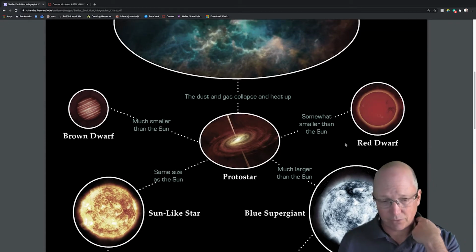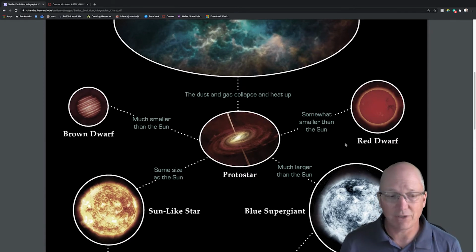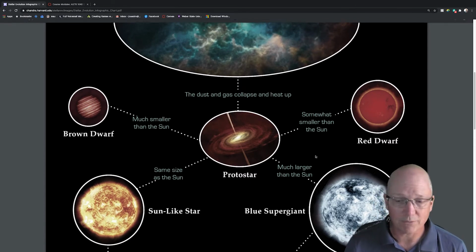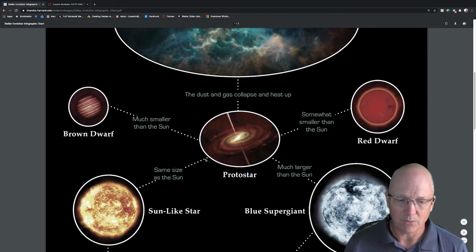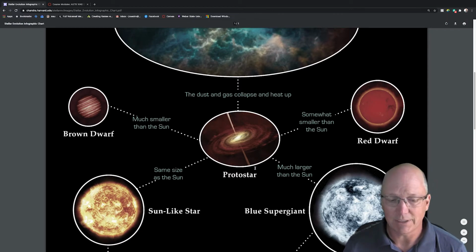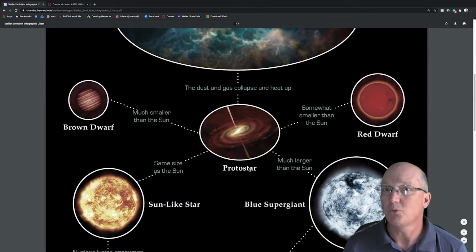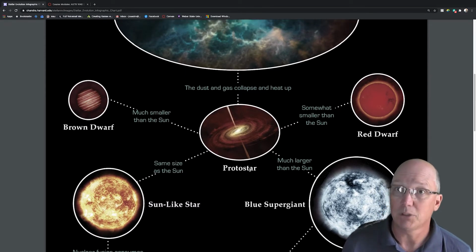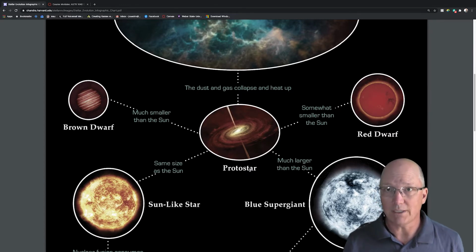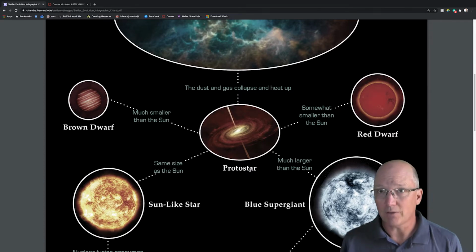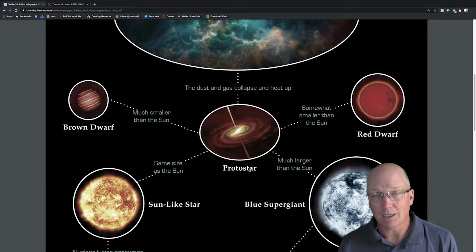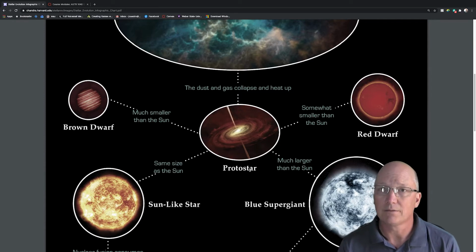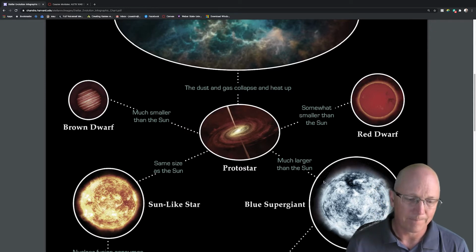of this protostar. So if you happen to be a mass much smaller than the sun, you're going to turn into a brown dwarf or a red dwarf. If you have the mass the same size as the sun, you'll turn into a sun-like star, and if you have much more mass than the sun, you're going to turn into a blue supergiant, a very bright, short-lived star. The main defining feature of all of these stars is that the bigger they are, the hotter they burn, and because they're burning so hot, they don't live as long. Even though they happen to have a lot of fuel for nuclear fusion, because their luminosities are so bright, they don't burn for very long.